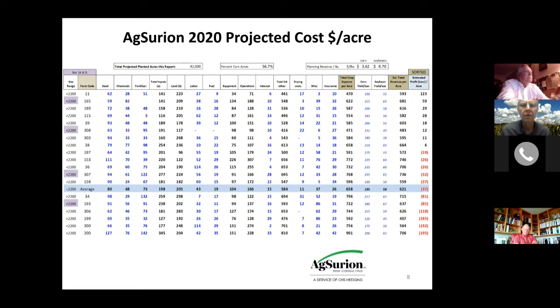What we do is we use last year's actual as a benchmark and project any changes for 2020 expenses. So if fertilizer went down slightly or went up slightly, we project that in. And the reason we do that is we then have a gross dollars per acre goal that we use for making marketing decisions.